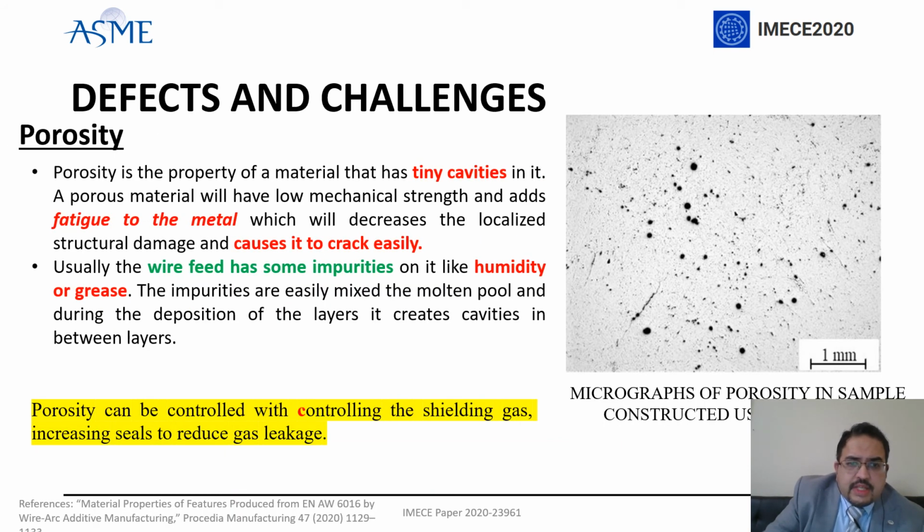Similarly, the second effect is the porosity involved, which means tiny cavities are there. Once impurities such as humidity or grease are fed into the process, they result in cavities. It can be avoided by controlling the shielding gas and increasing seals to reduce gas leakages.